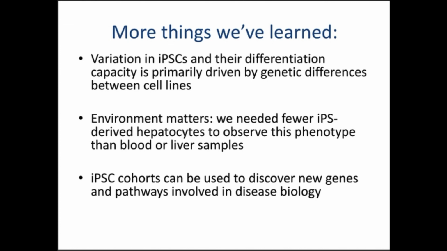There's the variation. The dirty little secret in iPS cells is that if I make 10 different iPS cells and turn them into hepatocytes, I get 10 slightly different answers because there's a lot of variation. Most of that variation is actually driven by the genetic differences between people or between the cell lines, and not because of the reprogramming or the things you do. That was one of the things we learned and published. We also know that environment matters. We needed far fewer iPS cell lines to find the same thing they found in genetic studies, and that's probably because of the buffering of environment, behavior and everything else that happens on a larger scale in the human population.